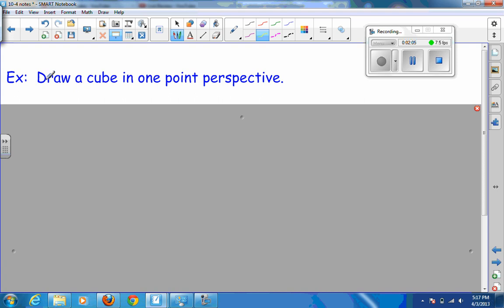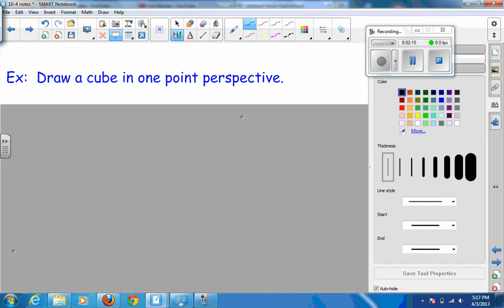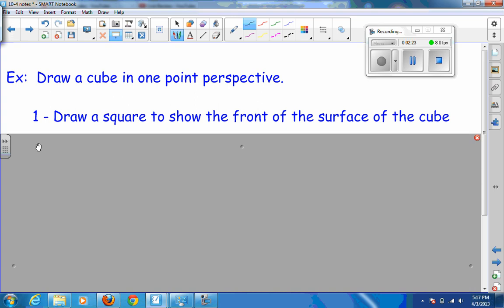So example, we're going to draw a cube in 1 point perspective, and I'm going to have steps here that are going to allow for you to do this. All of you know that I am a horrible artist. However, if I follow these rules, I can draw good pictures even though I have no artistic skill whatsoever. All right, so first thing you're going to do is, if we're going to draw a cube, the first thing we're going to do is draw a square. Okay, so we're going to draw the front of the object, and that's what you always want to start off with. The front of the object, front surface of the cube.